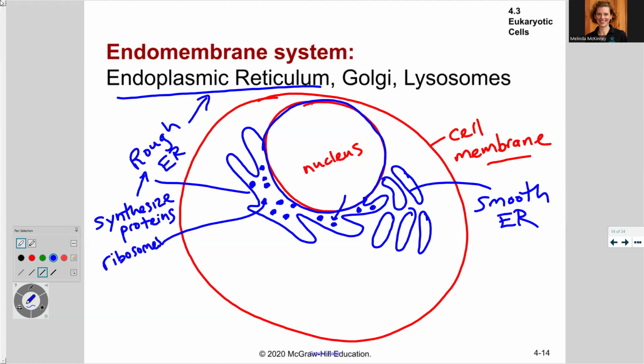Now the smooth ER, I always think of it as smooth making like fats or lipids, right? So smooth, fat, butter, it's smooth. So it's going to make, or synthesize, synthesize is just to make, fats or lipids. Lipid is a big category that includes fats, and it's also going to make complex carbohydrates, which are the bigger ones. So complex carbohydrates.